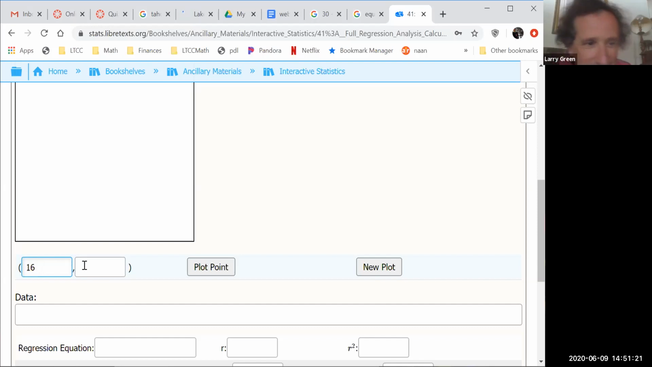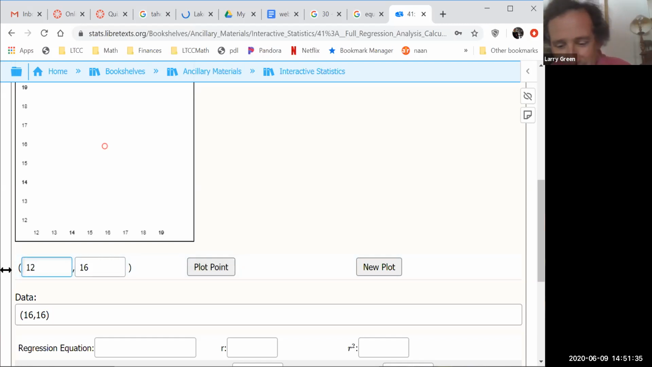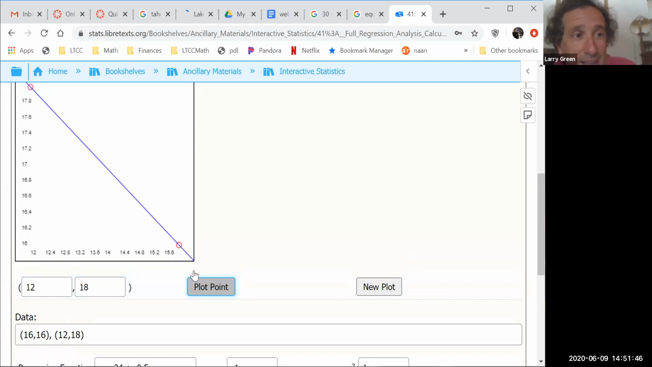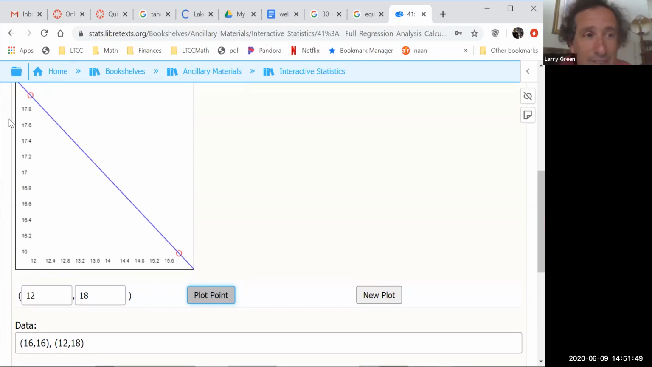So I'm going to put 16 and 16. That was somebody's, it could have been mine. I'm going to hit plot point. And there we go. Then I'm going to hit 12 and 18, and plot point. Okay, notice what it's doing right now. Not very interesting, because there is a line that goes through those two points. There always is for two points, as long as they're different points.